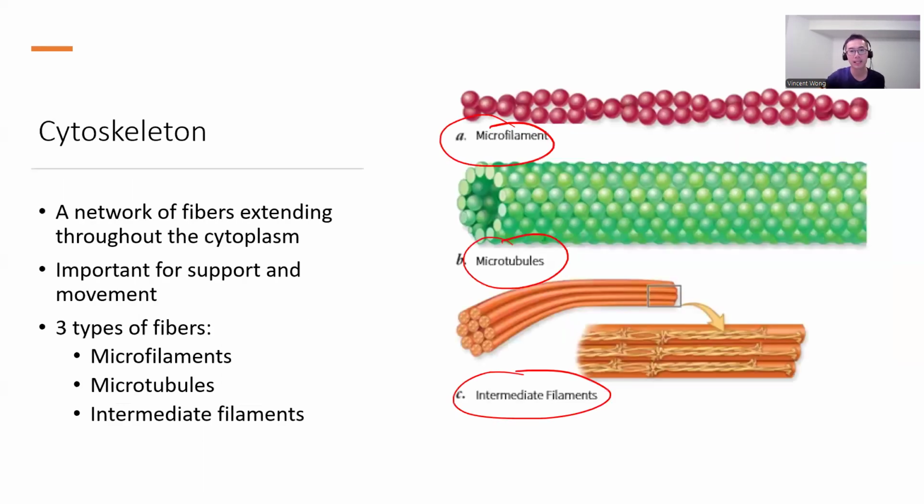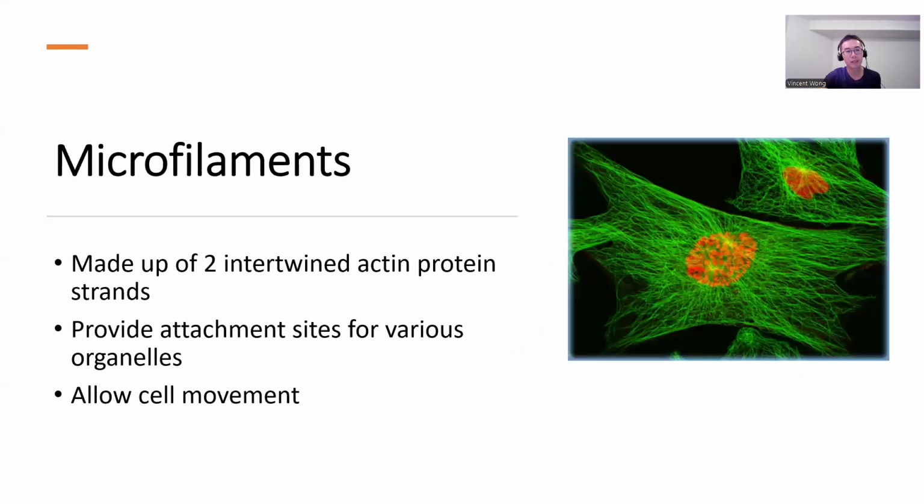Let me go back to here. This here is like one strand, and then this is another strand. These are proteins, and each of these balls is called actin. So multiple actins can come together and form this whole microfilament.